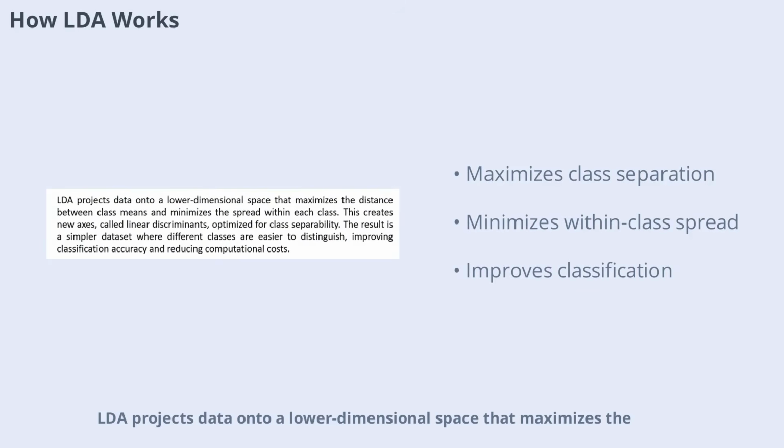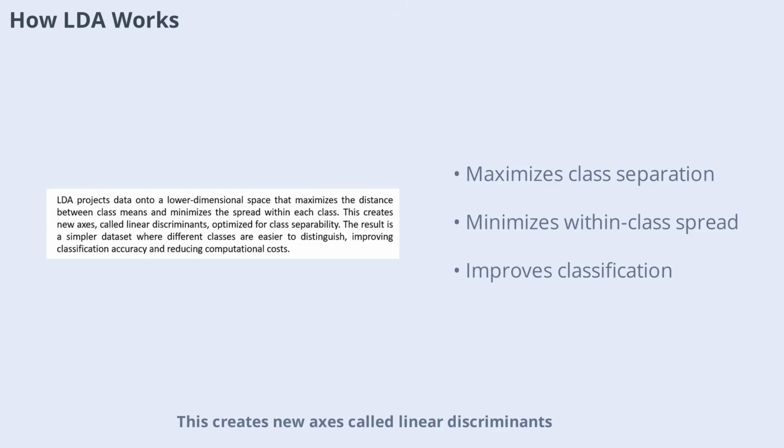obvious. LDA projects data onto a lower dimensional space that maximizes the distance between class means and minimizes the spread within each class. This creates new axes called linear discriminants optimized for class separability. The result is a simpler dataset where different classes are easier to distinguish, improving classification accuracy and reducing computational costs.